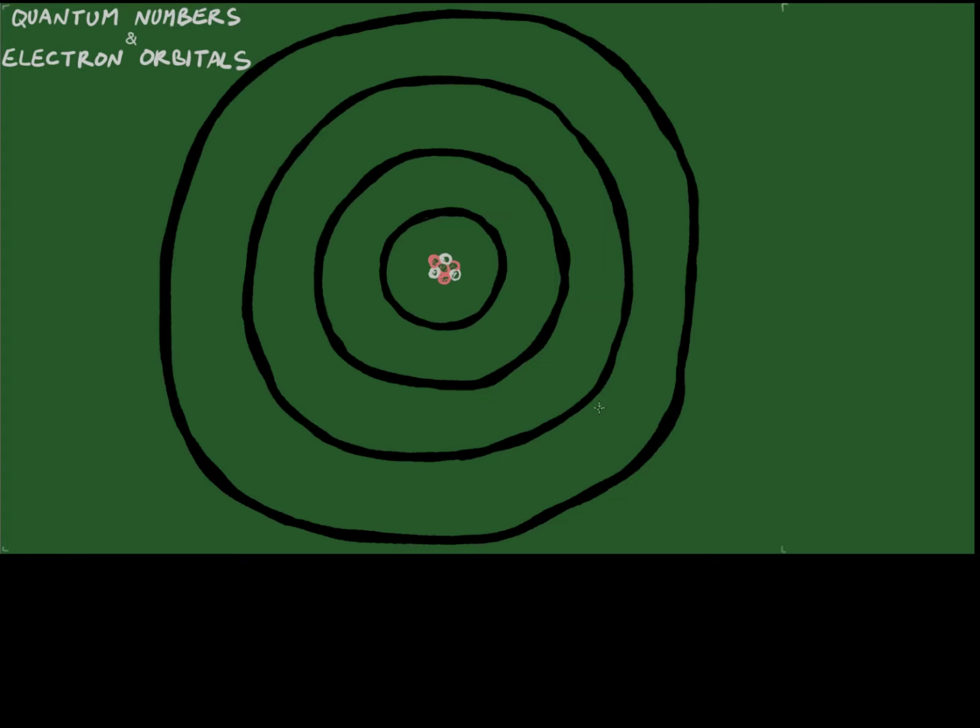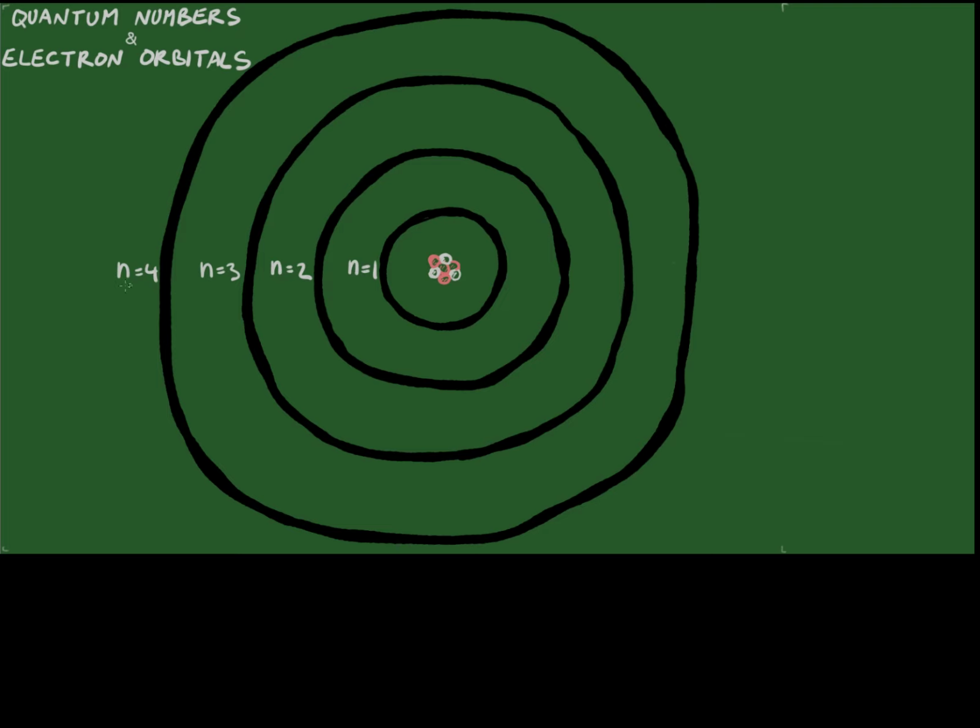Welcome. I'm going to talk about quantum numbers and electron orbitals. This is not meant to be a comprehensive overview, but rather a visual aid that will help you think about these things. I'm going to start by putting up a Bohr-like model on the screen. In the center we have a nucleus, and around the nucleus we have these orbits. The orbits represent the energy levels or energy shells where the electron might be.